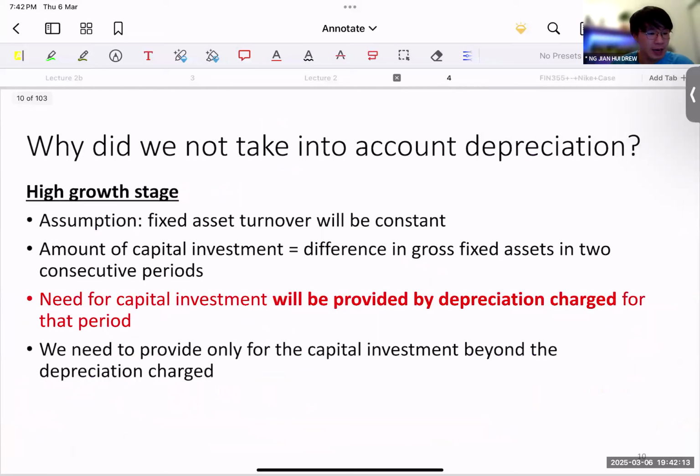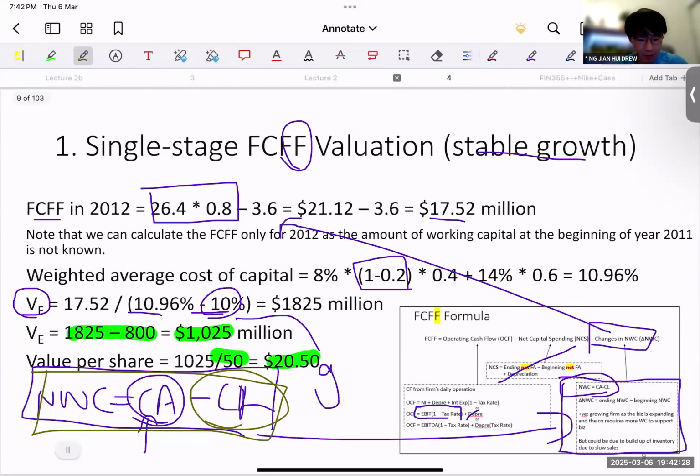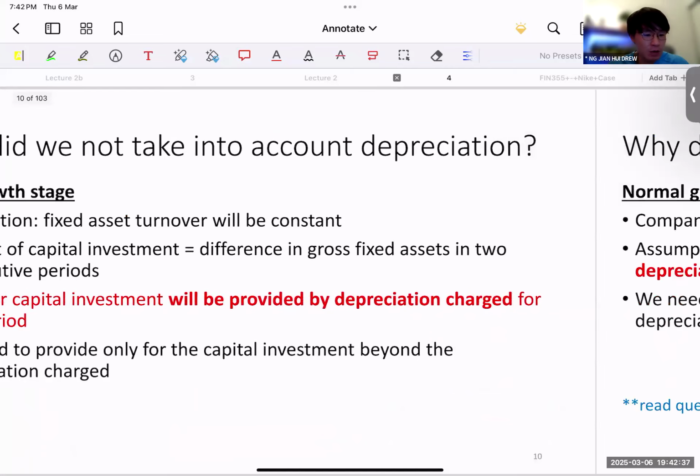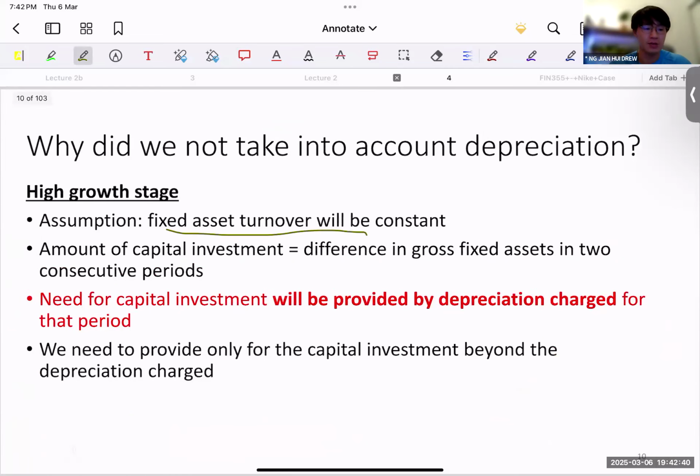Okay. So this is just a bit more detail about why you do not consider depreciation, but it's probably what you saw earlier. And if you can't understand why we cancel out this part here and here, then this explanation may help. So first, in a high growth stage, your fixed asset turnover will be constant. So this is a condition. It means that the amount of capital investment will be equal to the difference in gross fixed assets for the two consecutive periods.